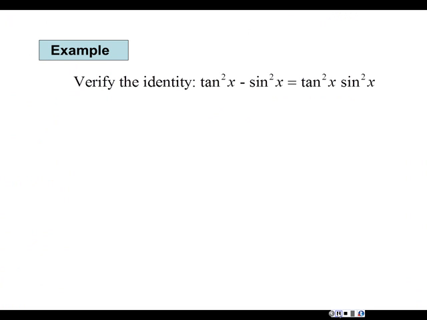So tan square x minus sine square x equals tan square x times sine square x. Let's write it down and go back to those identities.